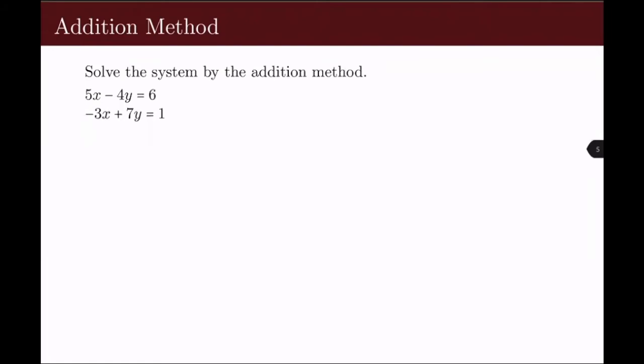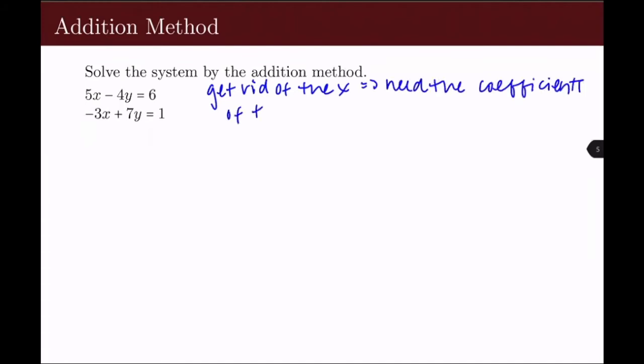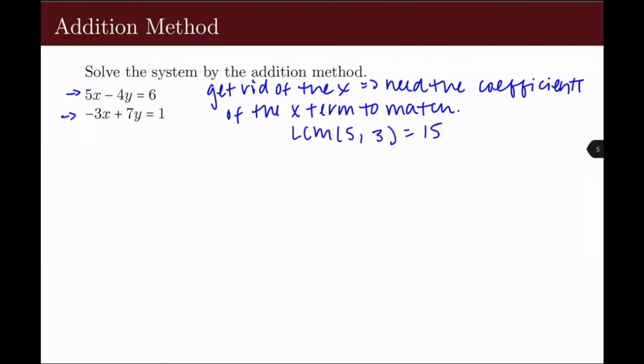So we can pick whichever one we want. I'm going to pick on x. So the first thing I want to do is get rid of the x. To do that, I need the coefficients of the x term to match. So I have a 5x and a -3x. The least common multiple of 5 and 3 is going to be 15. So I'm going to multiply my top equation by 3 and my bottom equation by 5.